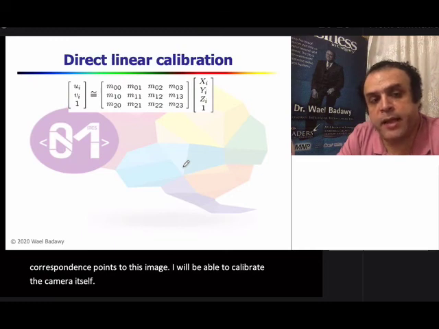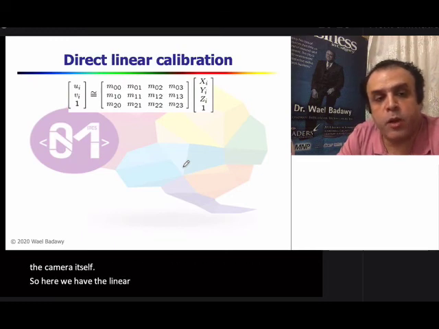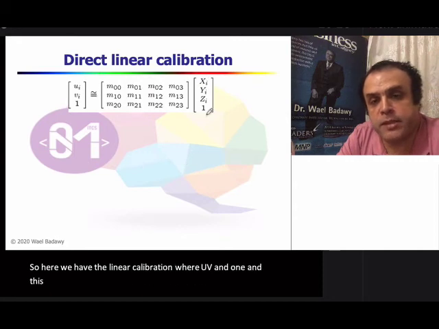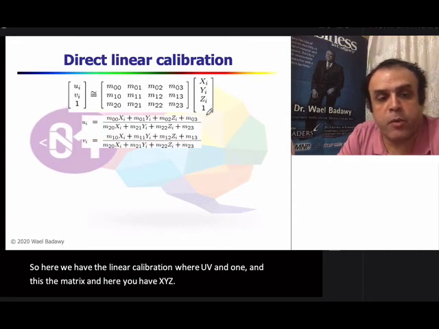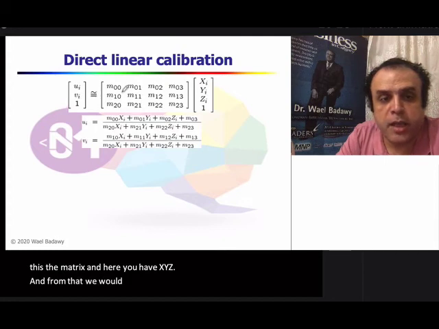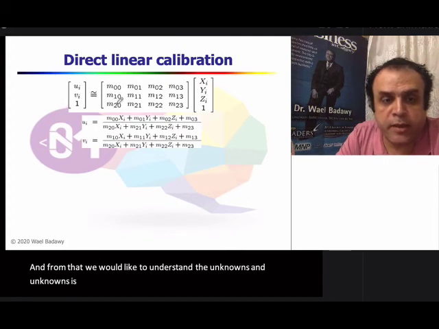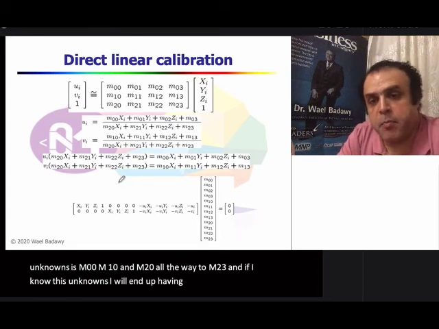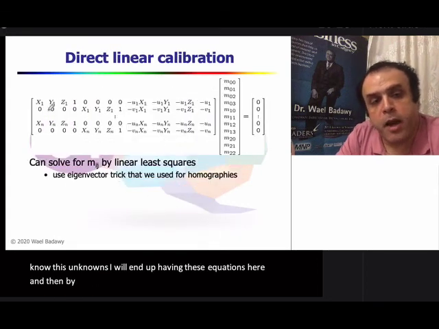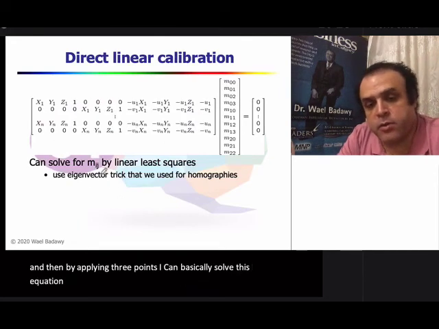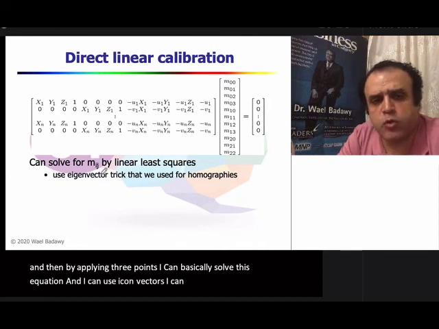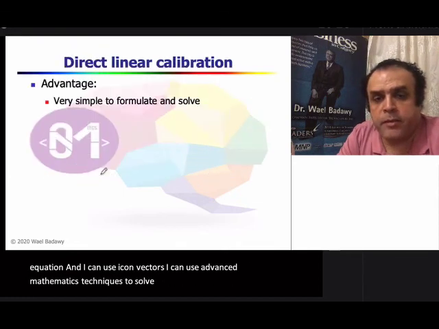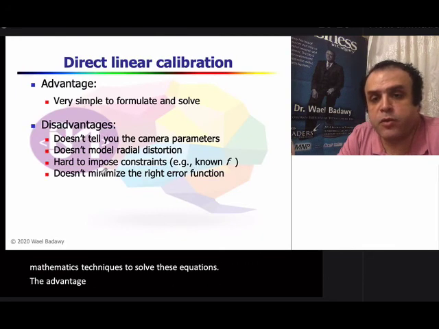So here we have the linear calibration, where U, V, and 1, and this is the matrix, and here you have X, Y, Z. From that we would like to understand the unknowns, and the unknowns are M00, M10, and M20, all the way to M23. If I know these unknowns, I will end up having these equations here, and then by applying 3 points I can basically solve this equation, and I can use eigenvectors, or I can use advanced mathematics techniques to solve these equations.